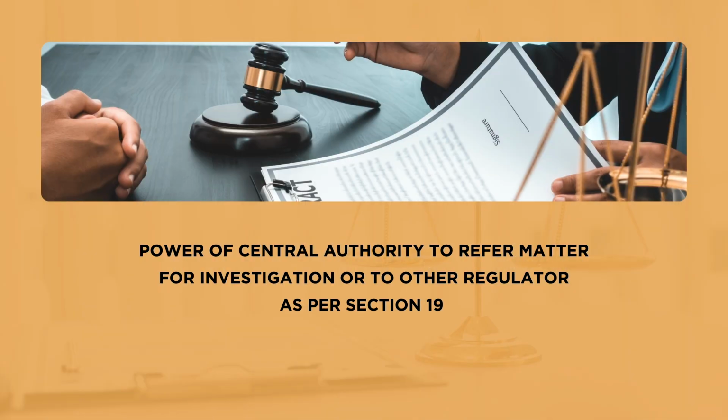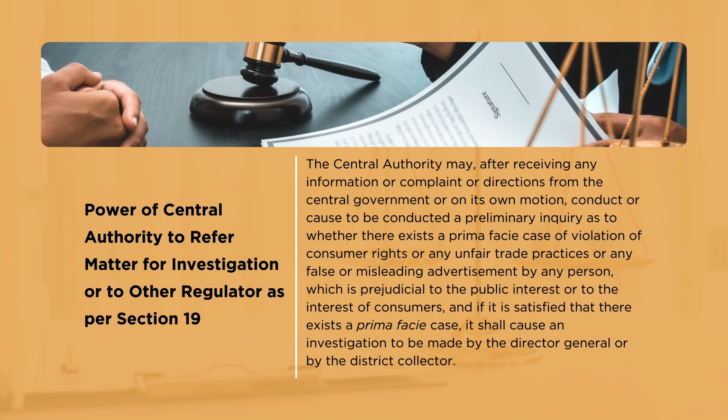Now we shall discuss the powers of the central authority to refer a matter for investigation or to other regulators as per Section 90. The central authority may, after receiving any information or complaint or directions from the central government or on its own motion, conduct or cause to be conducted a preliminary inquiry as to whether there exists a prima facie case of violation of consumer rights or any unfair trade practices or any false or misleading advertisements by any person which is prejudicial to the public interest or to the interest of consumers, and if it is satisfied that there exists a prima facie case, it shall cause an investigation to be made by the Director General or by the District Collector.